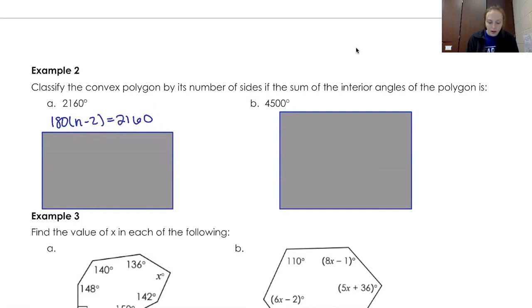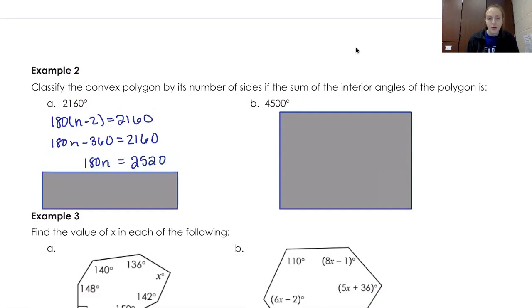Then to solve, I'd start by distributing that 180 degrees, which gives me 180 times n minus 360 equals 2,160. Maybe add 360 on both sides. We get 180n equals 2,520. Divide by 180, and I get it's a 14-sided polygon, n equals 14. So we call that a 14-gon, because it said to classify it. So we do have to call it the 14-gon.